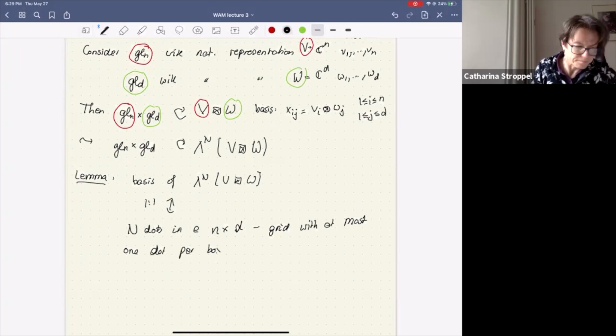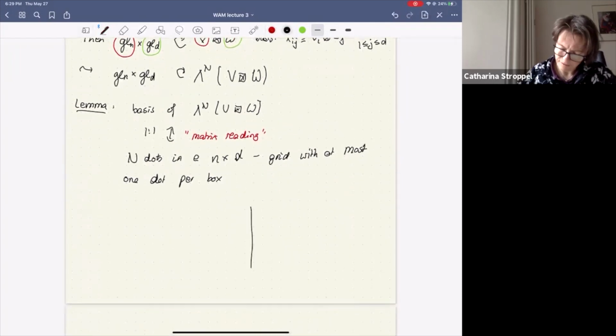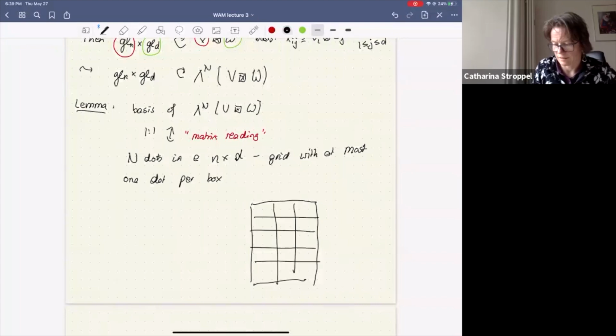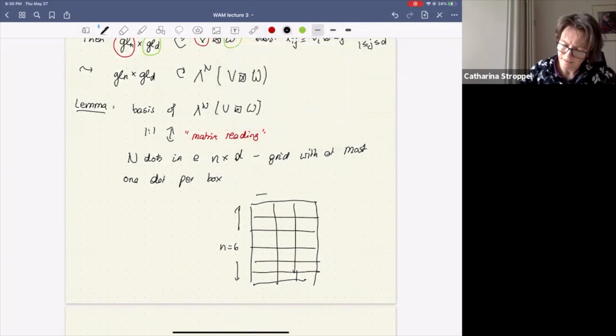So what do I mean by this? Okay, so this bijection is somehow, I want to call it the matrix reading, and you will hopefully see in a second why I call it like this. So I have a grid like this, some height and some width. I have here n equals 6, 1, 2, 3, 4, 5, yeah, it's 6. And then I have d here, which in this case is 3.